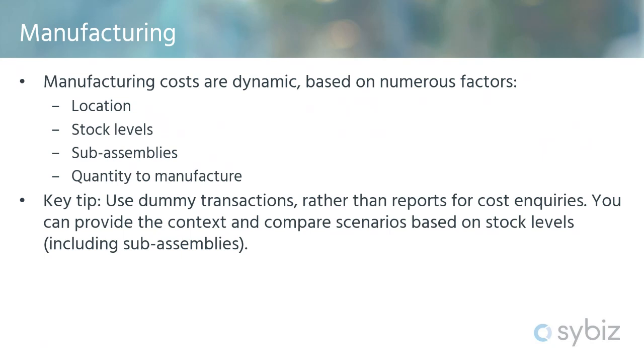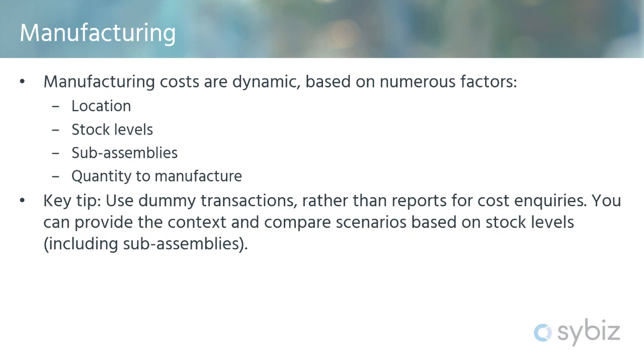We did get a few questions about manufacturing come through, which hopefully these slides will answer. Essentially, manufacturing costs are dynamic based on a whole range of factors: the location that you're doing the manufacturing in, your stock levels, your sub-assemblies, like whether you've got your sub-assemblies pre-manufactured in stock or whether you need to make them, and also the quantity that you're going to be manufacturing.